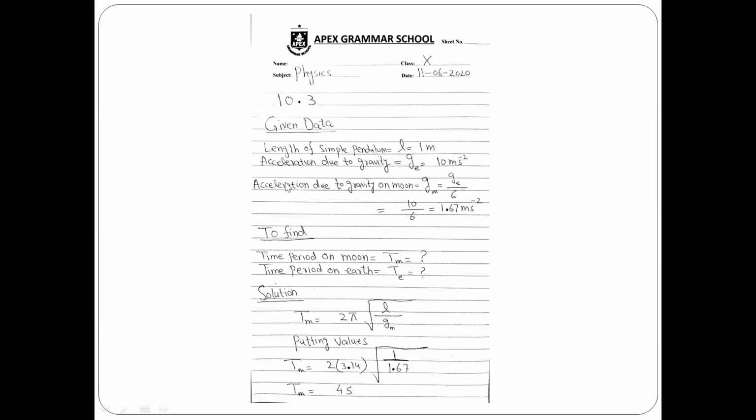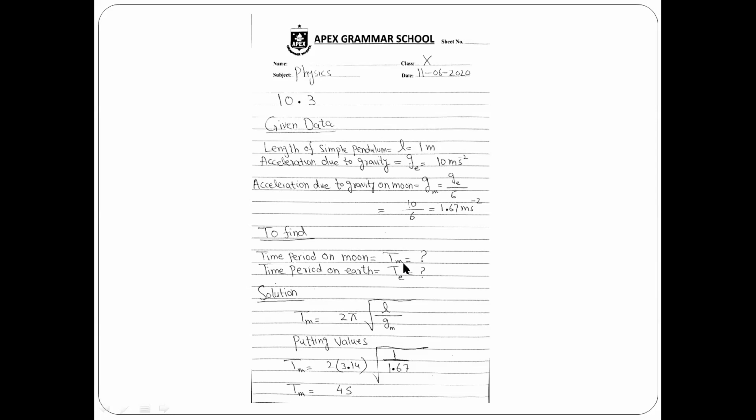But how will we find the value of g on the surface of the moon? The value of g on the moon is Ge, the value of g on the Earth, divided by 6. So the value of g on Earth is 10 divided by 6. If you divide 10 by 6, we will get 1.67 meter per second square, which is the unit of acceleration due to gravity.